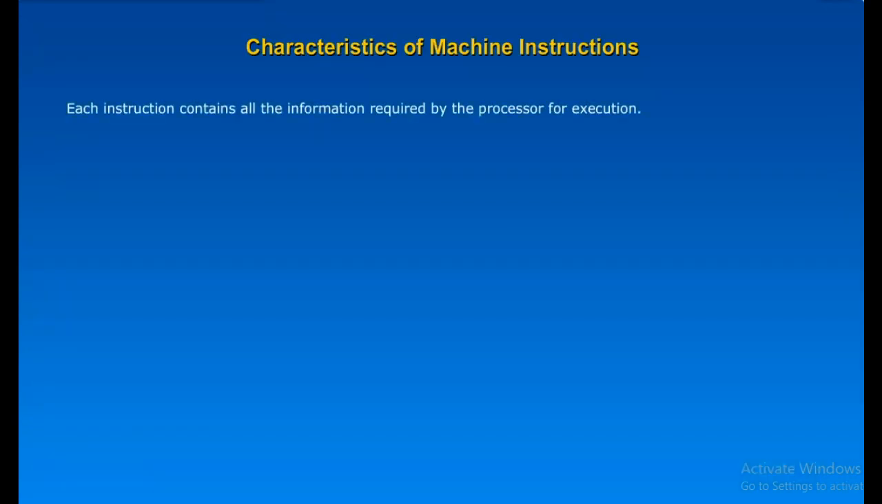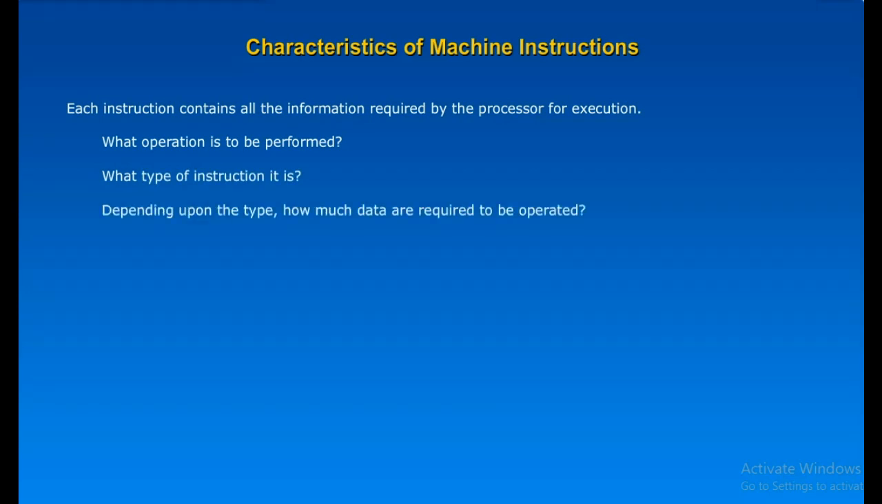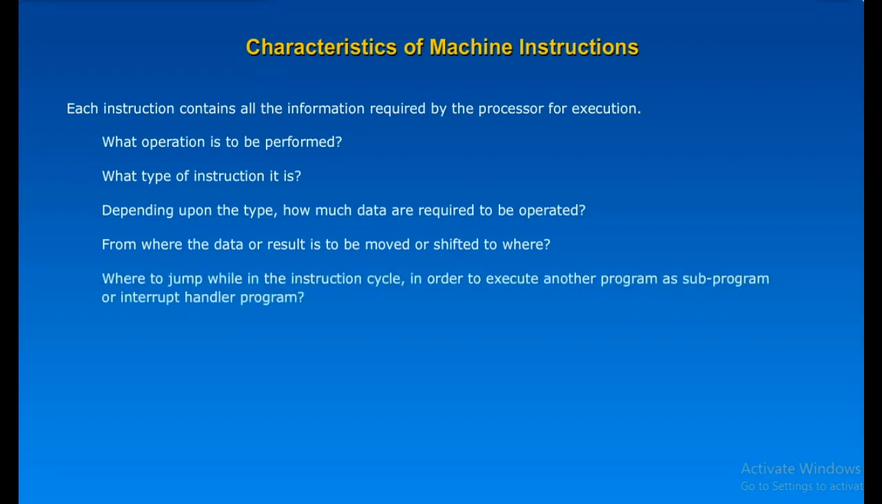Each instruction contains all the information required by the processor for execution. The instruction shows what operation is to be performed, what type of instruction it is. Depending upon the type of instruction, how much data are required to be operated, from where the data or result is to be moved or shifted, and to where to jump while in the instruction cycle in order to execute another program as subprogram or interrupt handler program.